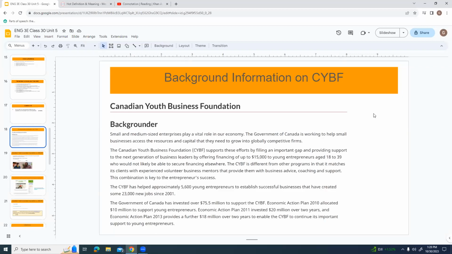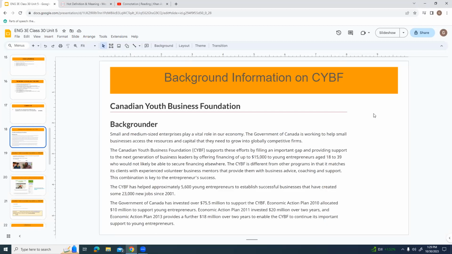The CYBF is different from other programs in that it matches its clients with experienced volunteer business mentors that provide them with business advice, coaching, and support. And this combination is key to the entrepreneur's success. The CYBF has helped approximately 5,600 young entrepreneurs to establish successful businesses that have created some 23,000 new jobs since 2001. The Government of Canada has invested over $75.5 million to support the CYBF.